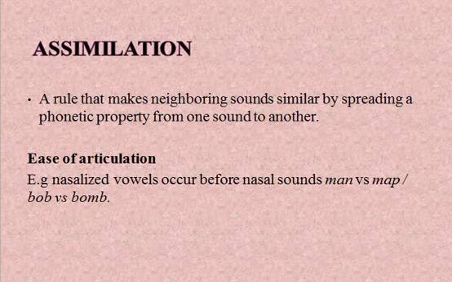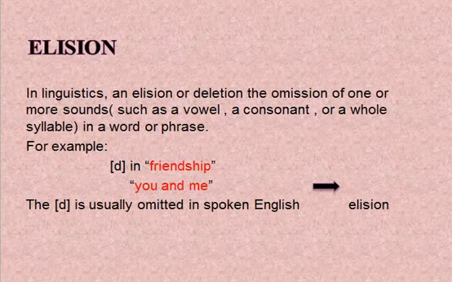Assimilation. In assimilation, we can define a rule that makes neighboring sounds similar by spreading a phonetic property from one sound to another, for ease of articulation. For example, nasalized vowels occur before nasal sounds: man versus map, Bob versus bomb. These are examples of assimilation.